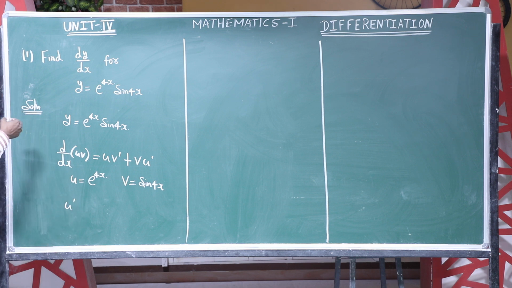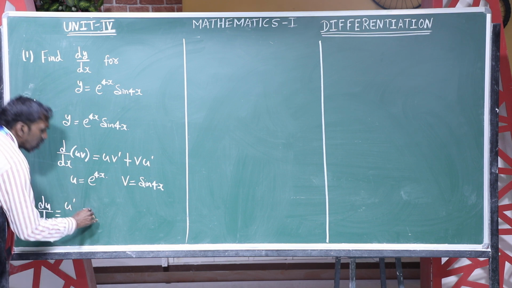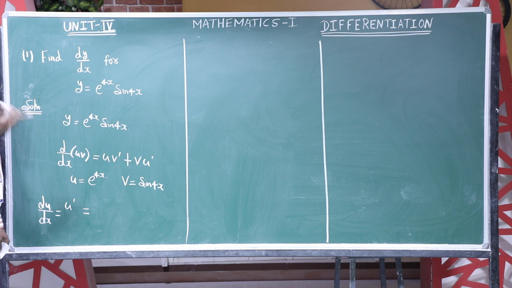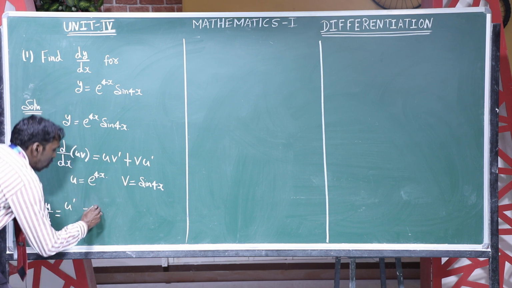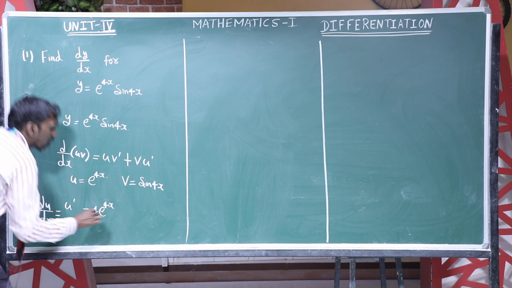It is called du by dx. I simply say u dash, or else you can say du by dx, because I take differentiation with respect to x. What is the differentiation of e power ax? It will be a into e power ax. Here a is 4, so I get 4 e power 4x.